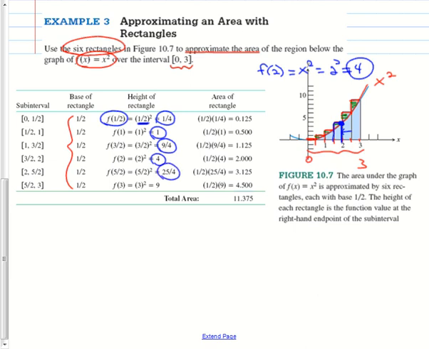It's just the value of the function at the, in this case, the right hand side of that rectangle. And so we could get the area by taking how wide the base is times how high it is, and we just keep doing that. And we add all these things together, and that gives us an approximation of the area that we know is too big. We know it's too big.